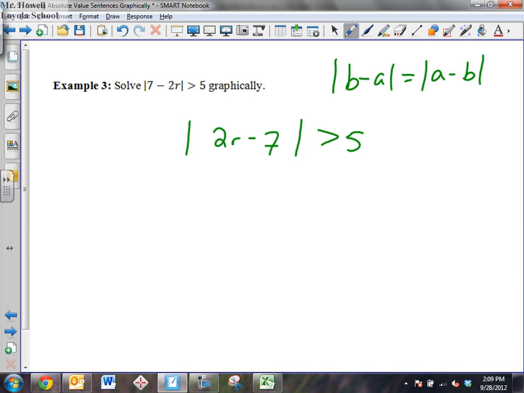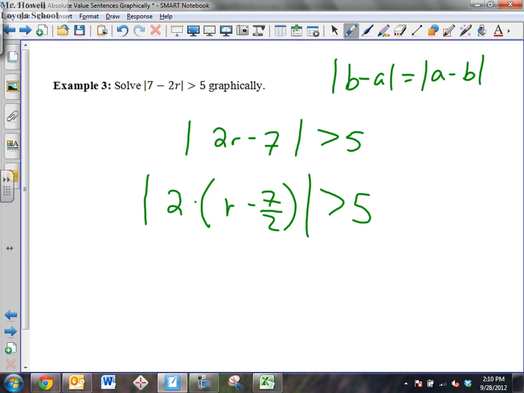Okay. So somebody else tell me what I can do now to avoid that 2 or get rid of that problem. Yeah, so we factor it out. Very good. So let's do this. Let's write this line as 2 parentheses, r minus 7 over 2, greater than 5. And you're going to see why I'm doing this right now.